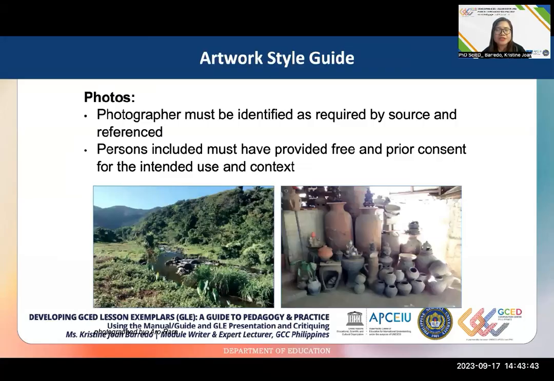For photos, this is the artwork style guide. So the photographer must be identified as required by source and reference. So persons included must have provided free and prior consent for the intended use and context. So it should have a written consent form. And for those archaeological artifacts, should have consent from the archives.